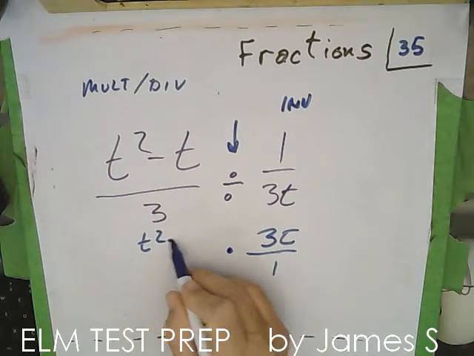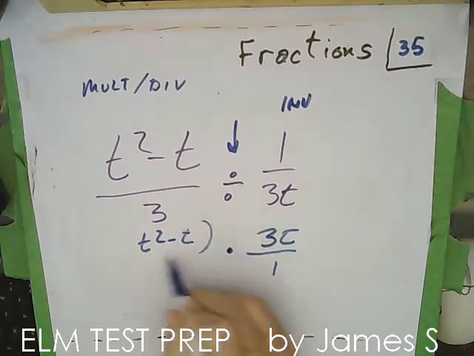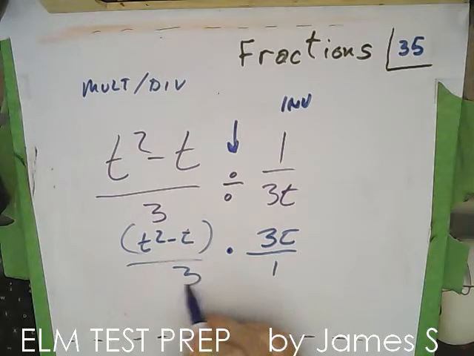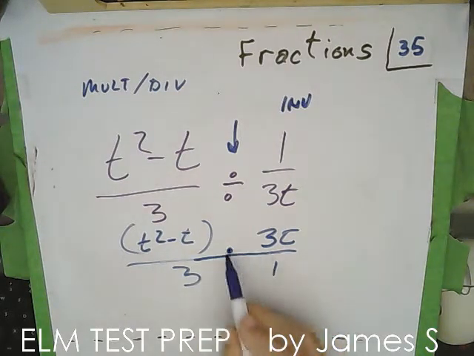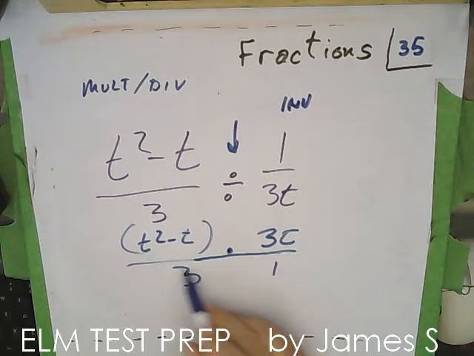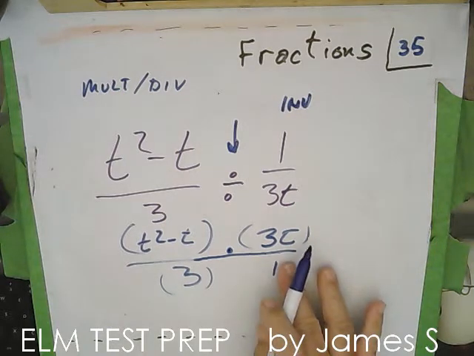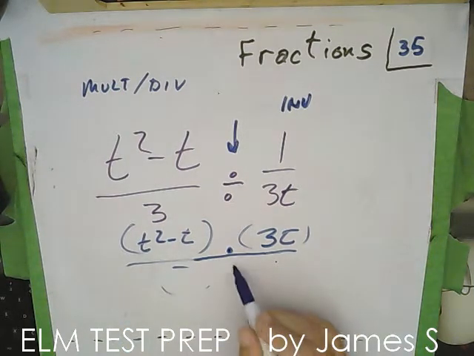t squared minus t all over 3. Okay, so remember when I said if I'm multiplying two fractions, I can just kind of write this off all the way across. And now it's this quantity times that quantity, and this quantity times this quantity, but 3 times 1 is just 3. So my bottom is nothing more than a 3.